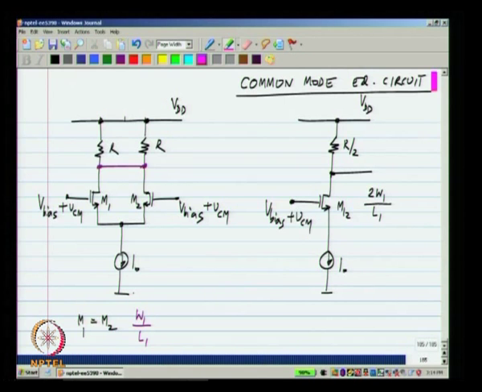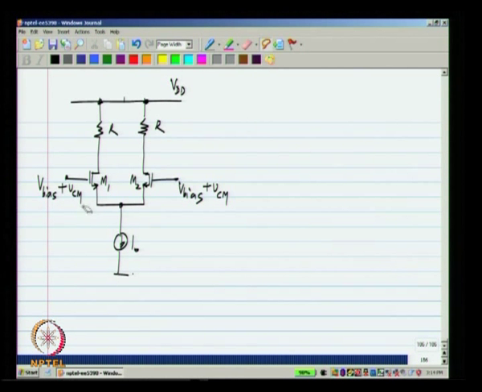Now, we will not do the analysis right now, we will do the analysis a little later. Okay. Now, let us consider a different kind of input. Let us assume that the two inputs, the inputs to the two sides of a symmetrical circuit are equal and opposite. Okay. And this is known as antisymmetric excitation.